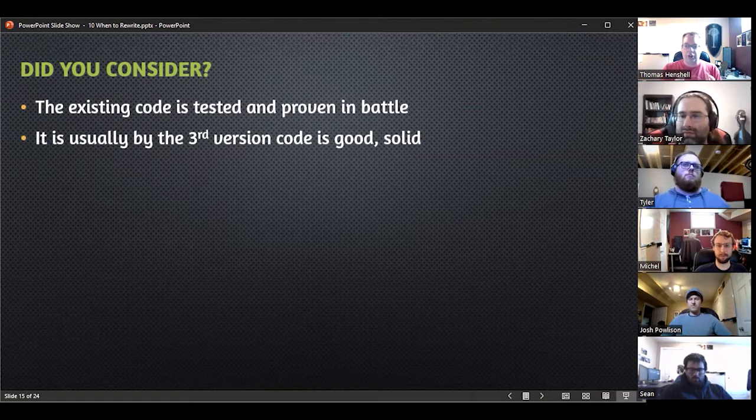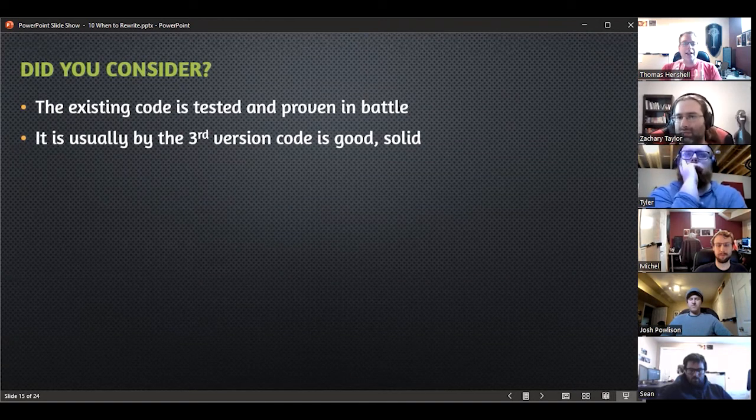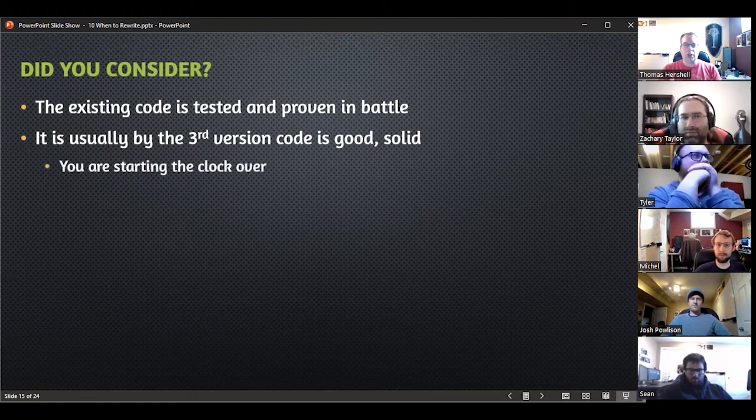So there's the first version where you think you understand the problem, and that's what you write, and that's what you check in, and that's what ends up going out to people to experience. Then the bugs come in. Then you go in and fix the bugs and refactor according to those bugs. And that usually happens 2 more times, and now it's solid and proven. And so this is really important. I'm going to give an example. You're starting the clock over.